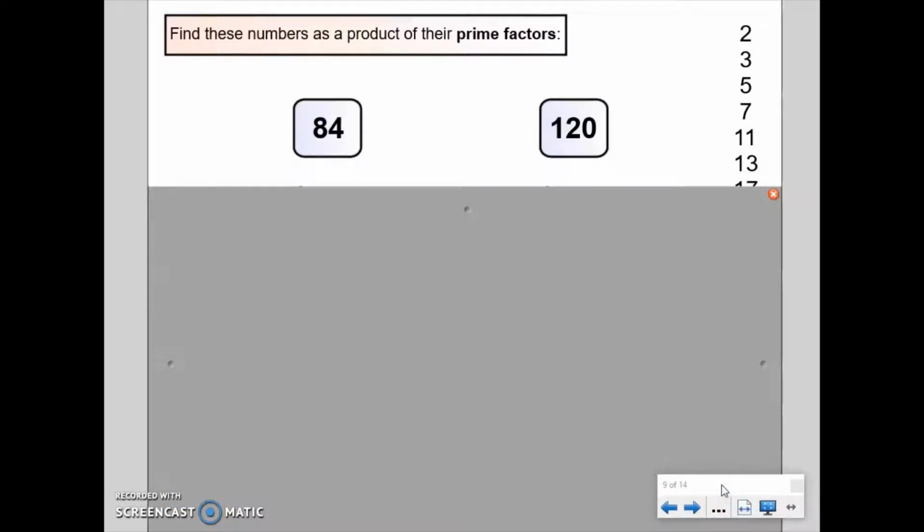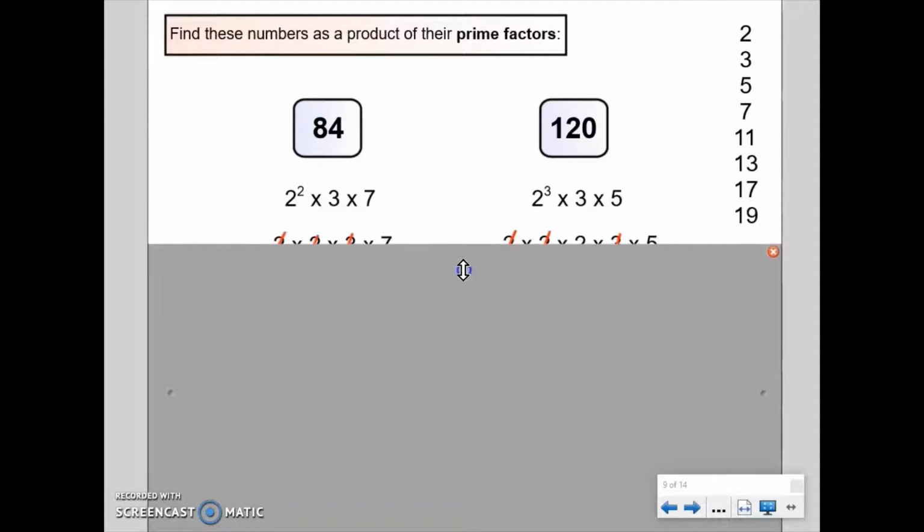Okay, so now we know how to use prime factor trees to present numbers as their prime factors. We are often asked in GCSE Maths to use those prime factor trees to find out the highest common factor of two numbers or the lowest common multiple of two numbers. So I'm just going to show how we would approach that sort of question. So if we've got the number 84 and the number 120, I'm just going to present them as a product of their prime factors. So there we go.